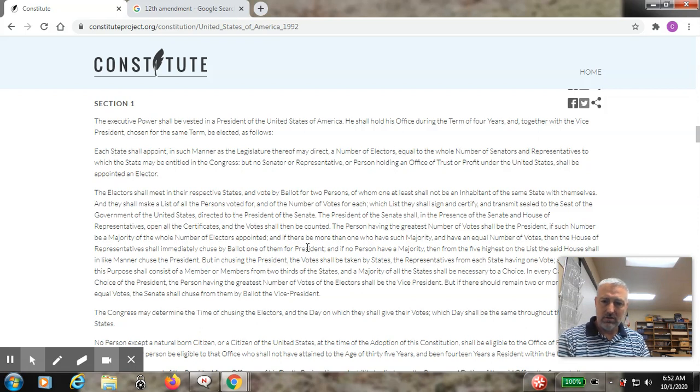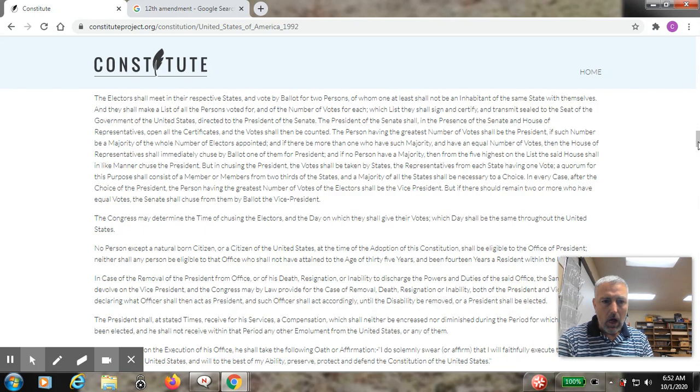The person having the greatest number of votes shall be the President, if the number be a majority of the whole number of electors appointed. And if there be more than one who shall have such majority and have an equal number of votes, then the House of Representatives shall immediately choose by ballot one of them for President. And if no person have a majority, then from the five highest on the list, said House shall, in like manner, choose the President.